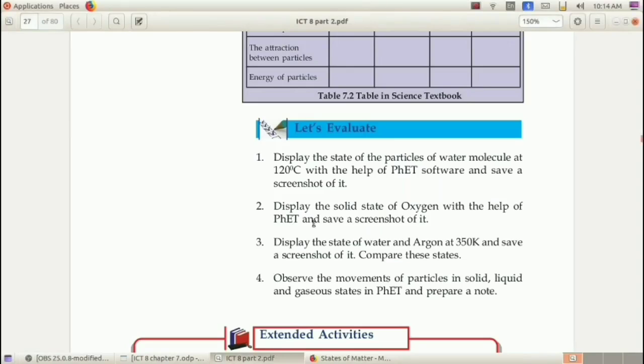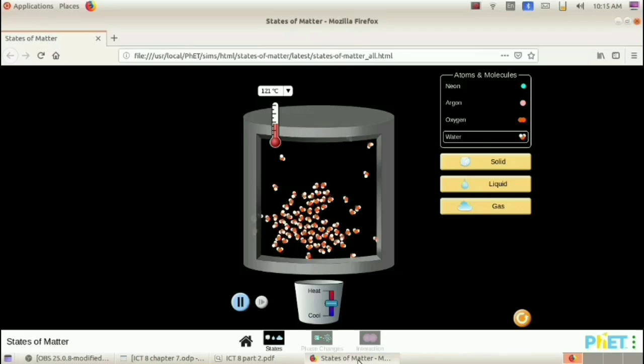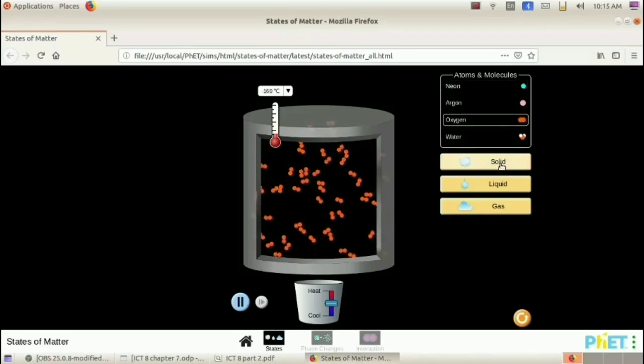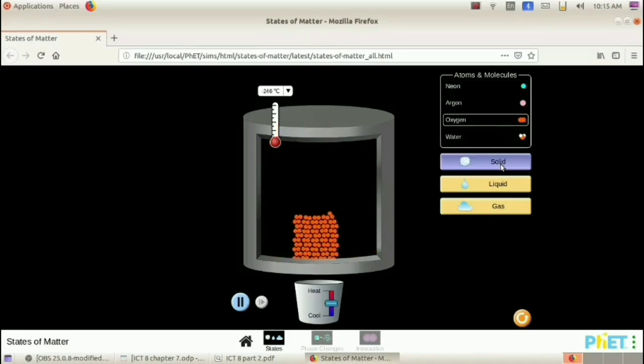Now let's move on to our second question, that is display the solid state of oxygen with the help of PHET and save a screenshot of it. So we have to select oxygen as the substance and for state we have to select solid. So we'll select oxygen, then select solid state.